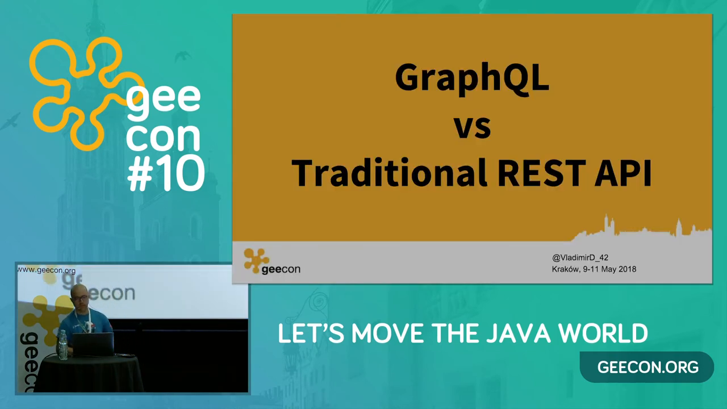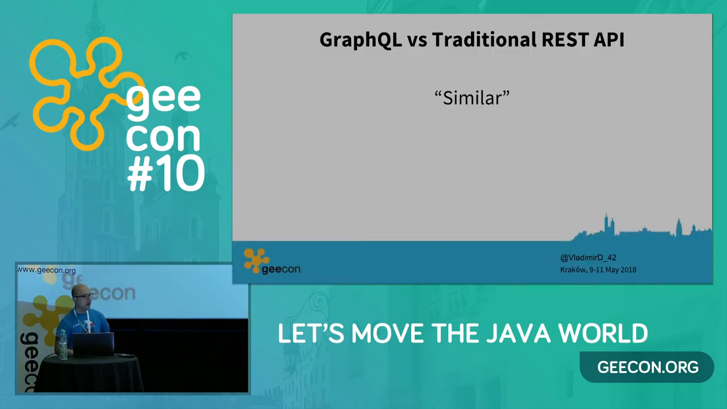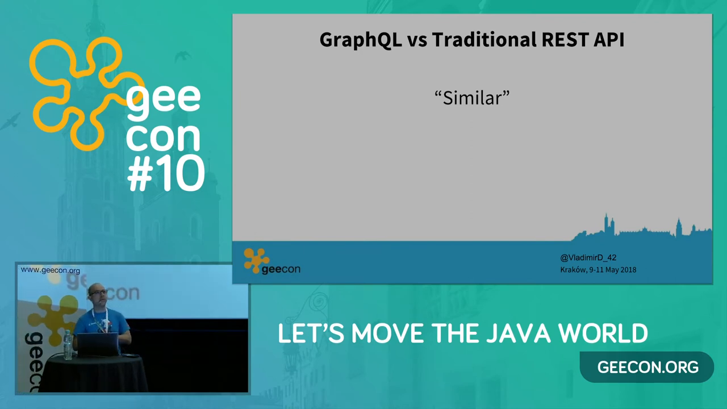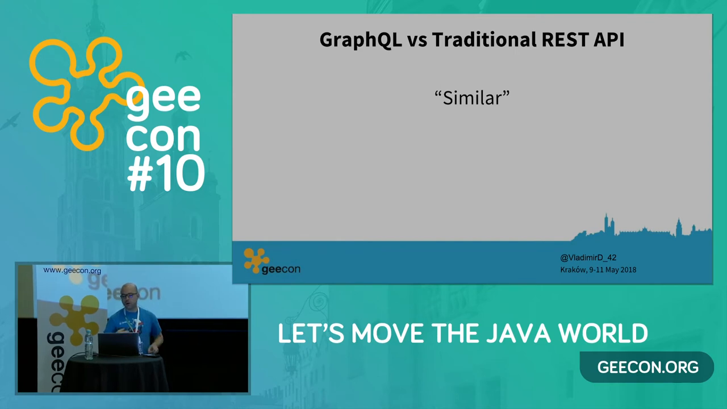Okay, so let's sum up. GraphQL versus traditional REST API. As you saw, they're extremely similar. Again, GraphQL is basically a very advanced REST API. But of course, they're not one-to-one. You can do absolutely everything that GraphQL gives you in a traditional REST API yourself, but then you'll have to think about a lot of things, a lot of use cases, how you actually send the parameters, how you actually filter data, how you do all kinds of things. With GraphQL, that's already taken care of.